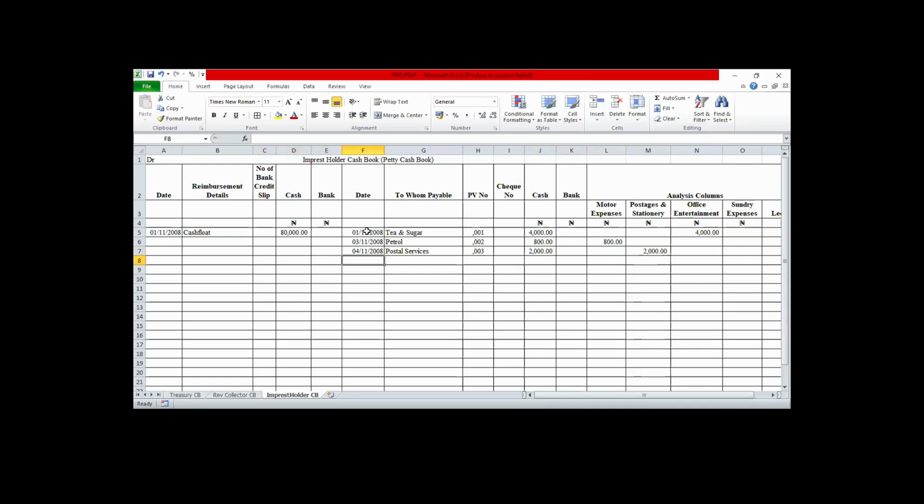5th of November, Abi. What do we do there? Postage stamps. How much? 1,000. Okay. Postage. The next one, 6th of November.